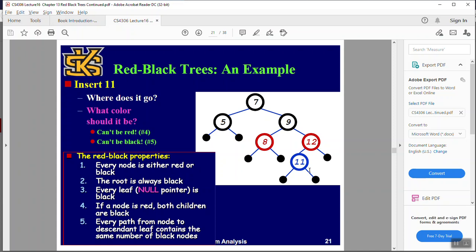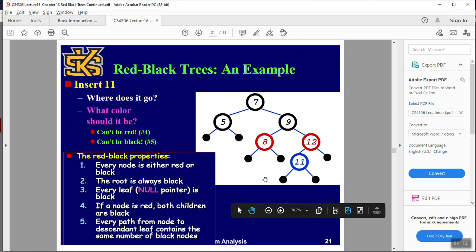Okay, so for now let us make it black. So then what will happen? The fifth property, the number 5 property, is that every path to the descendant leaf contains the same number of black nodes. So how many black nodes are over here? It has black nodes 1 and 2 on this side, and on this side it has 2, and on this side, if we take this black, then this will be 3. So this violates the color coding for condition 5, right?